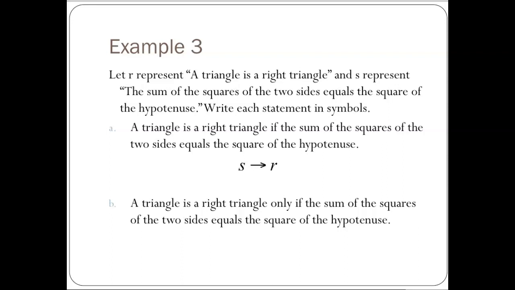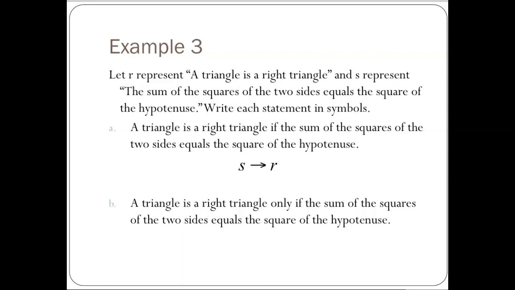All right, the second one: a triangle is a right triangle only if the sum of the squares of the two sides equals the square of the hypotenuse. This one has the "only if" part. If you go back to that very first slide that we had on alternative forms, the "only if" was P only if Q. That means the first statement implies the second statement.